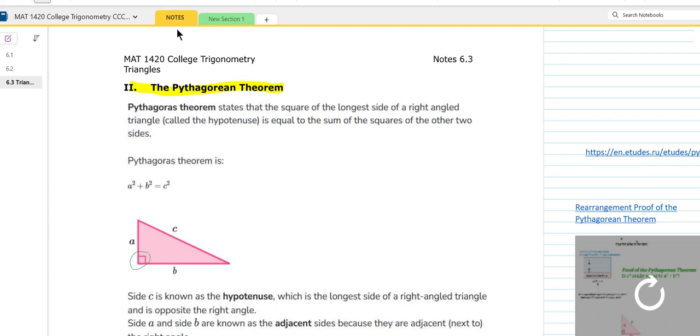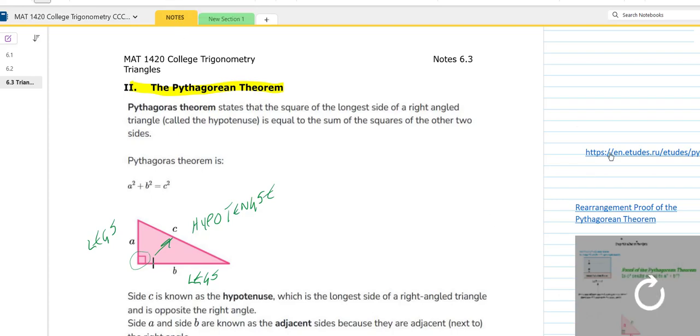So I think of it as the sum of the squares of these things that we call the legs. The legs are the things that make the right angle, and then, of course, the hypotenuse is the longest side. The hypotenuse is opposite the right angle.